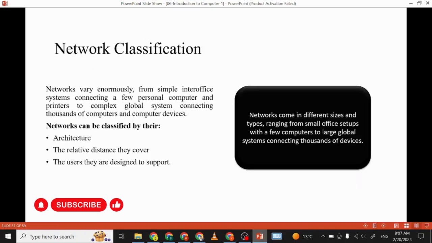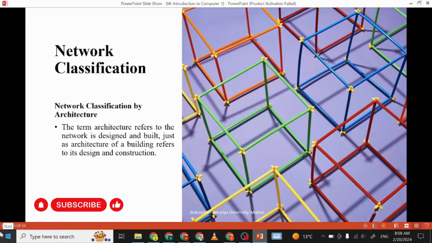Networks vary enormously, from simple interoffice systems connecting a few personal computers and printers to complex global systems connecting thousands of computers and computer devices. Networks can be classified by their architecture, the relative distance they cover, and the users they are designed to support. Network classification.